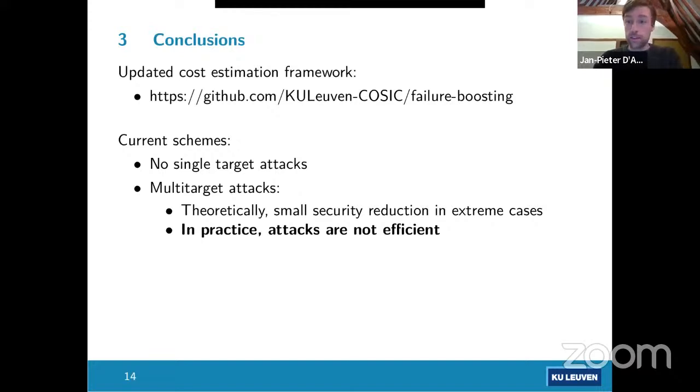And then secondly, what is the impact on the schemes? So if we look at a single target attack, like a classical attack, where you want to target one node, then clearly these attacks are not possible on any of the NIST submissions. If you do these multi-target attacks, theoretically, in very extreme cases where you're very relaxed on the conditions, you can have a small security reduction. But in practice, these attacks are really not efficient. You need very relaxed security constraints. So in practice, these attacks are not better than direct lattice attacks on the lattice.